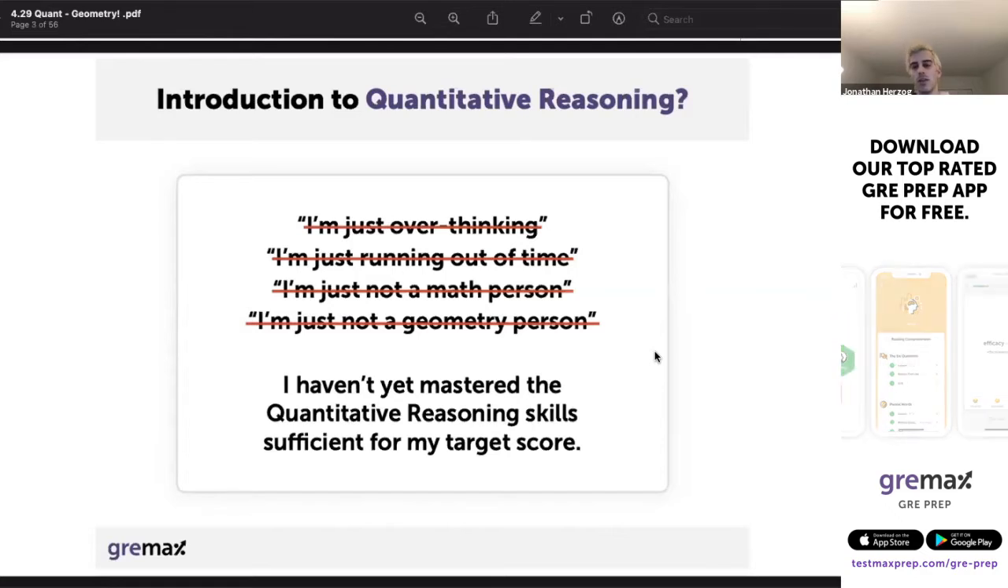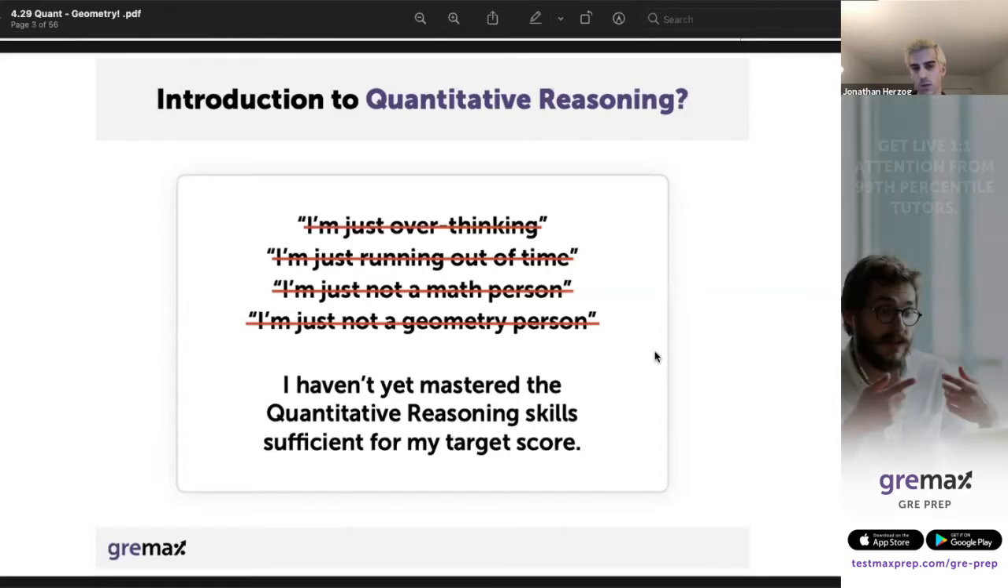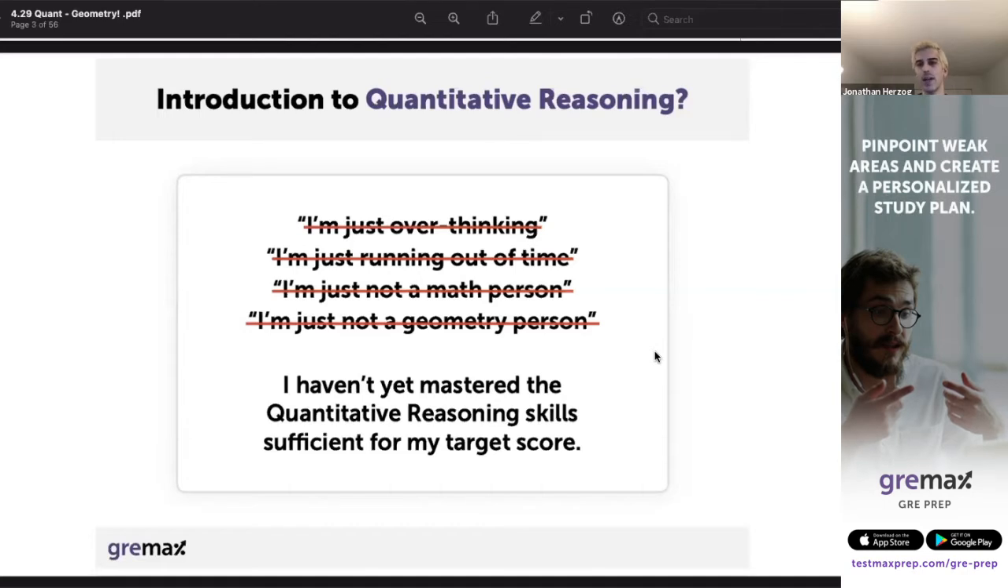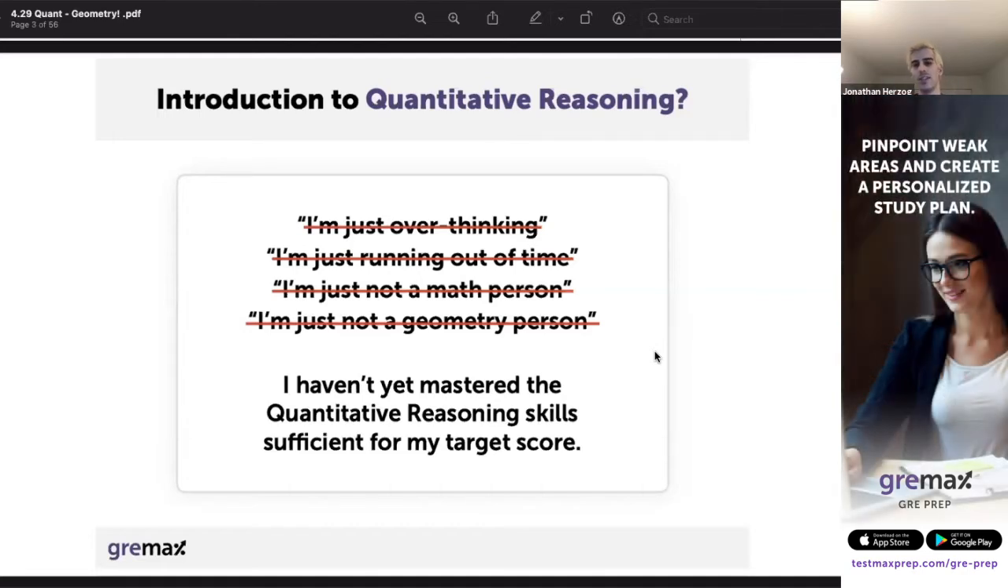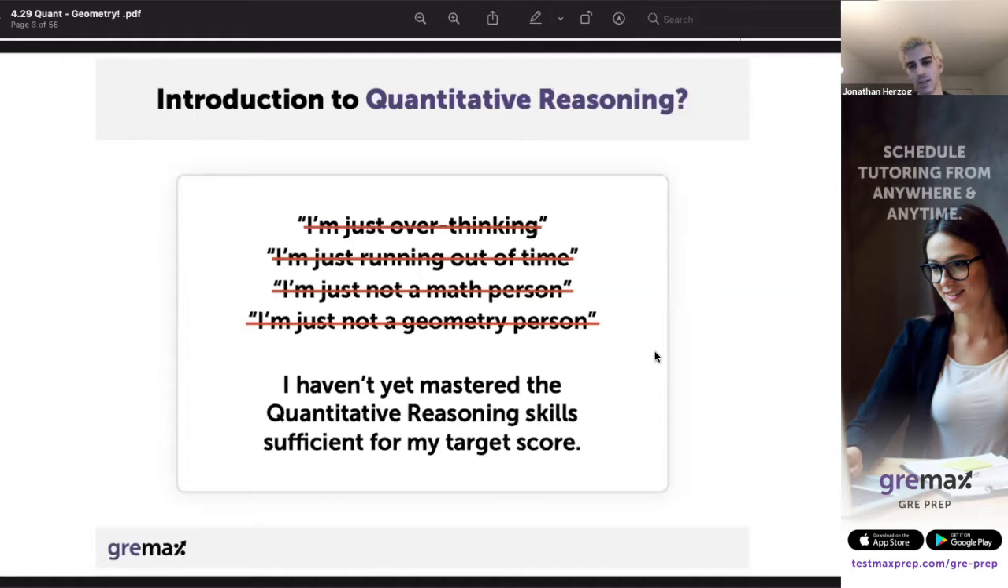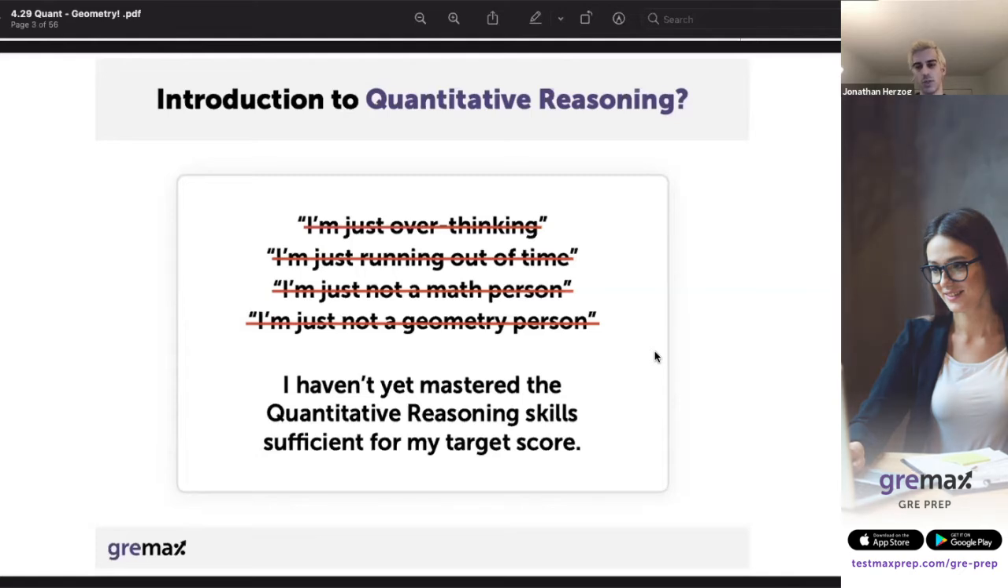As we know, these are euphemisms for you haven't yet mastered the quantitative reasoning skills sufficient for your target score. The GRE in its entirety is a reading test. The GRE in its entirety is a reasoning test. The GRE in its entirety is a pattern recognition test. We'll see this in play today.